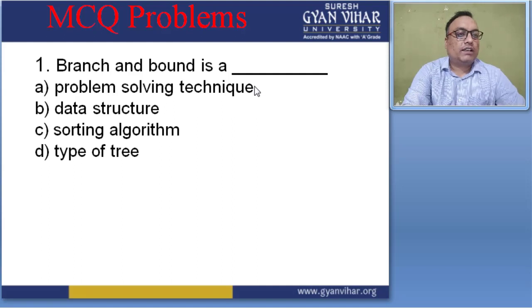So the correct answer for this question is here: branch and bound is a problem solving technique. Branch and bound is a problem solving technique. So the correct answer is A. And then move to the next question.